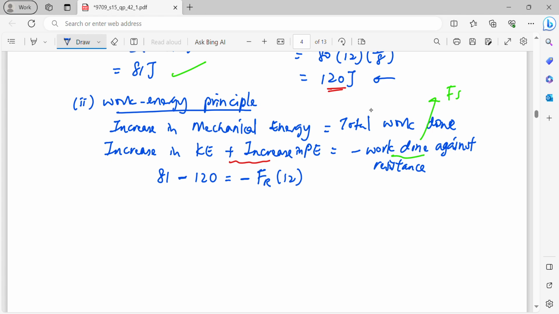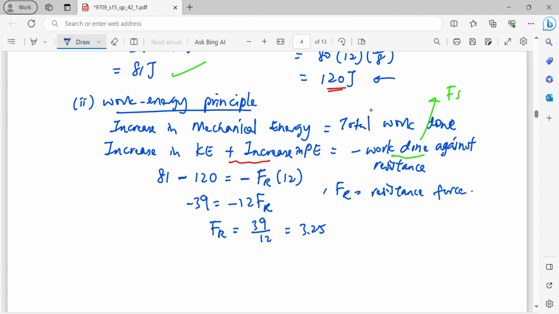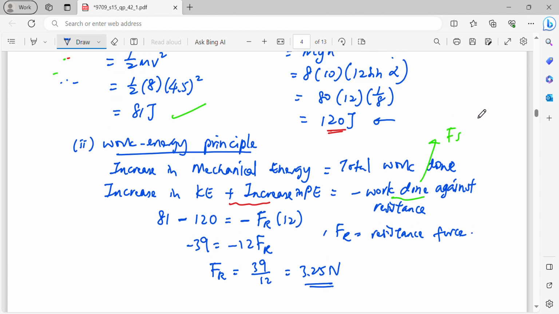For the left hand side, 81 minus 120, you'll be getting negative 39. Then the right hand side will be negative 12 Fr. So now our Fr will be 39 over 12. Then at last, I'm getting 3.25. So you can define what Fr is: Fr is the resisting force or resistant force. So it means that I have solved the problem. This is your Fr, and then you can just write down the unit, which is Newton.